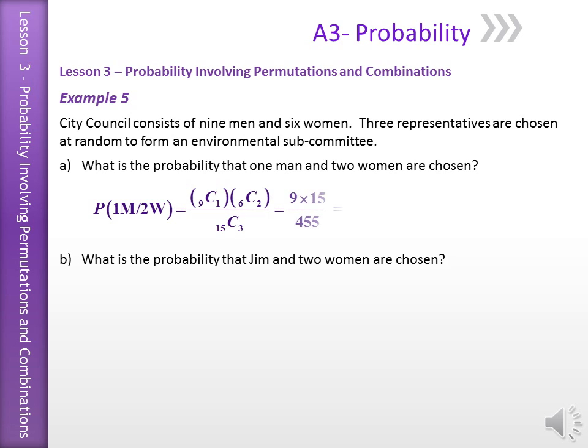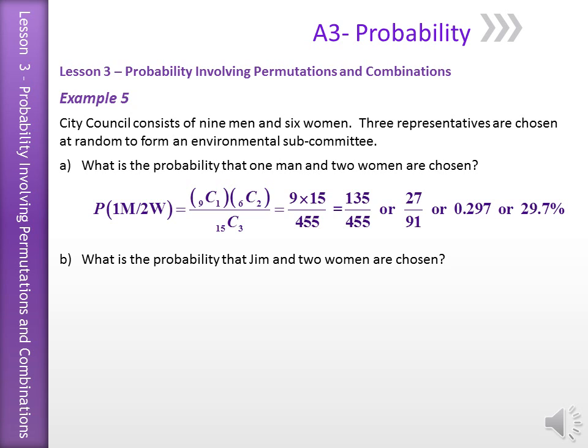This gives us 9 times 15 over 455, or 135 over 455. This can be reduced to 27 over 91, or 0.297, or 29.7%.